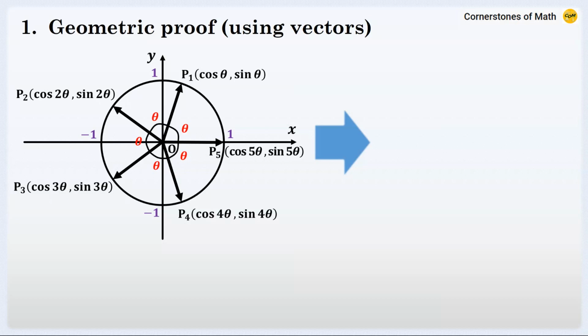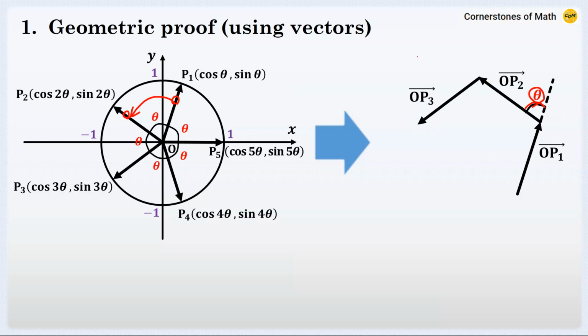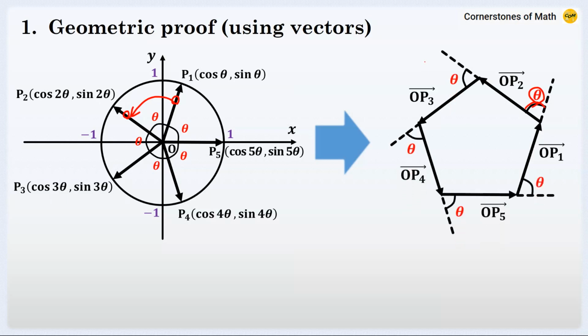Now let's rearrange these vectors in this way. So this is vector OP1. Next, we draw vector OP2 in a manner that the tail of vector OP2 coincides with the head of vector OP1. Then, this angle must be theta because vector OP2 is just vector OP1 rotated by angle theta counterclockwise. Next, we draw vector OP3 so that the tail of vector OP3 is on the head of vector OP2, then this angle is theta, and so on. Then you can see that for our example of n equals 5, the 5 vectors form a regular pentagon.